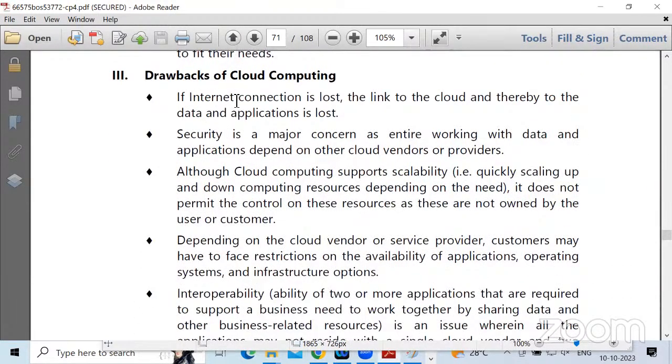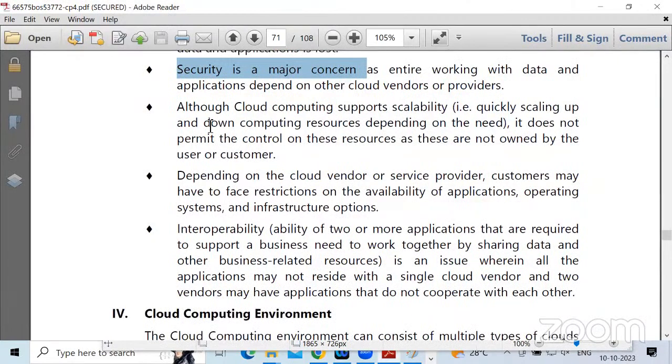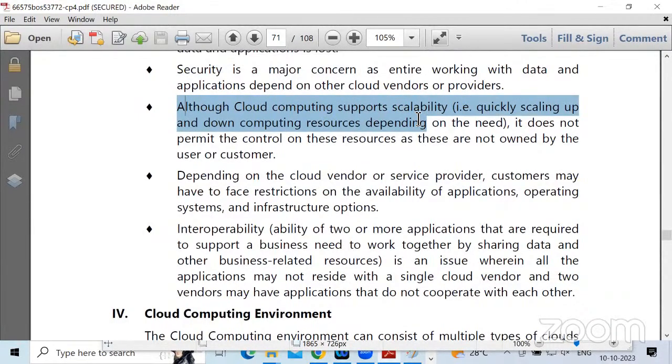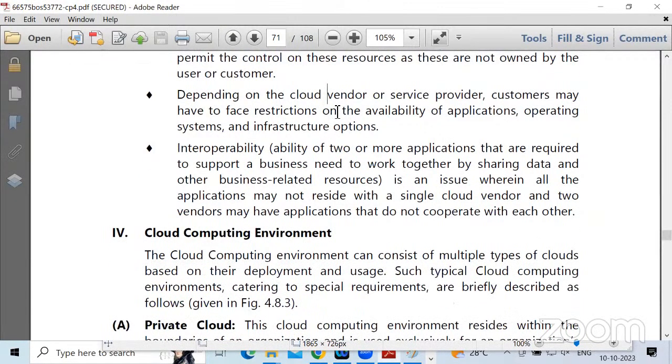Drawbacks or demerits. If the internet connection is lost, everything is lost. Security is also a major problem because everything is stored in a single computer or single network. Although it supports scalability, scaling computing resources up and down depending on need does not permit control over these services. That means control over the data, database server or computer is not with you, it is with the service provider. Therefore, your data, your application, everything is residing in the cloud, which is dangerous.